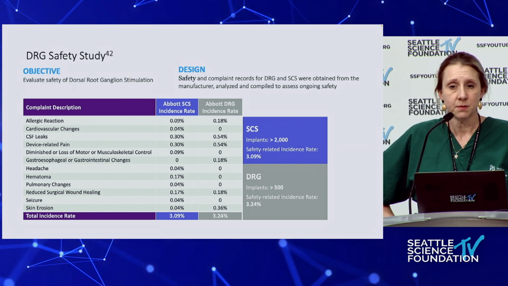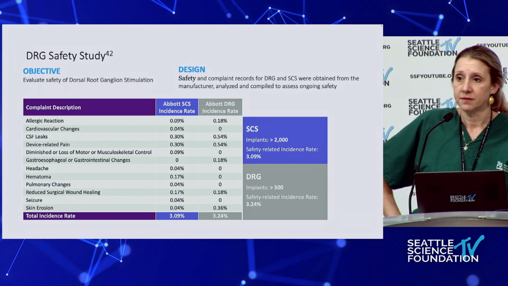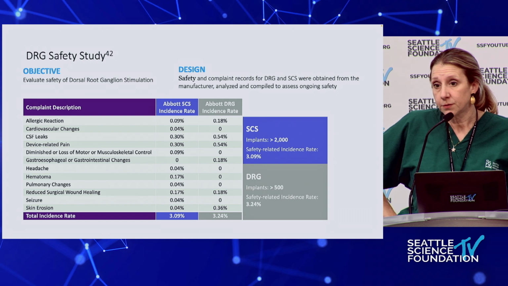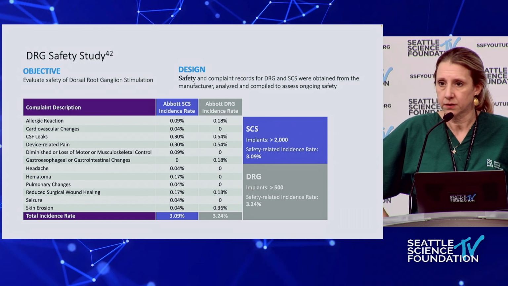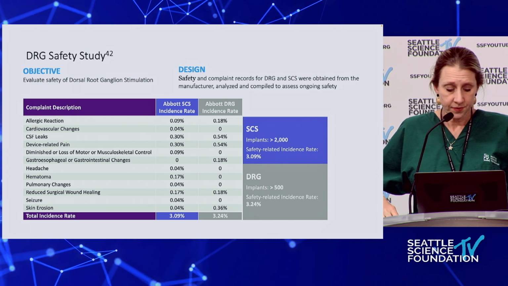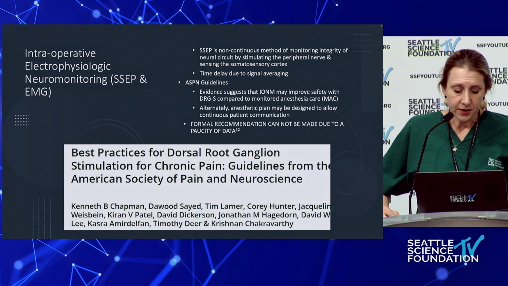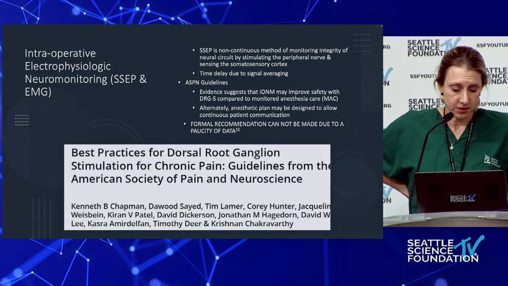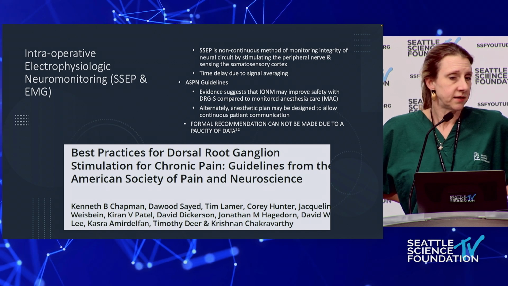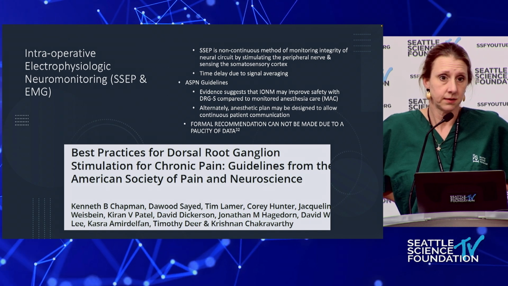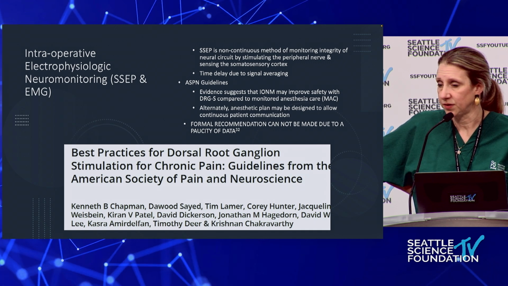Some of the other things that we talk about are should we be doing intraoperative neuromonitoring with a patient for DRG, because we are really getting intentionally very close to the nerve root, and there hasn't been any consensus on this. So the best practices for dorsal root ganglion stimulation guidelines by ASPN examined this issue. They considered the data. This is an excellent read if you are considering participating in this field.